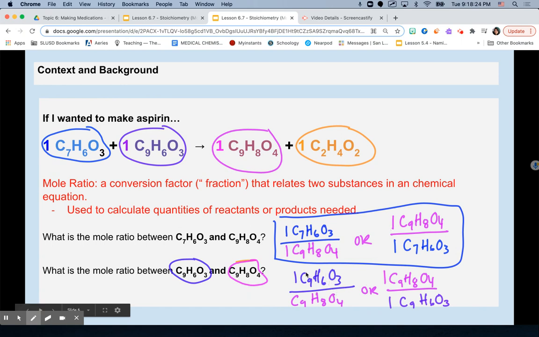Okay, so you should have either guessed this one or this one. Again, my reactants are just 1. So my coefficient is always 1, so it's just a ratio of 1 to 1. One of these will get me one of these. If I have one of these things in pink, I'm going to make one of these things in purple.